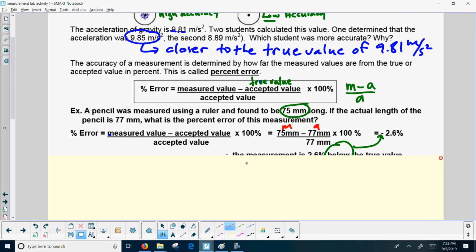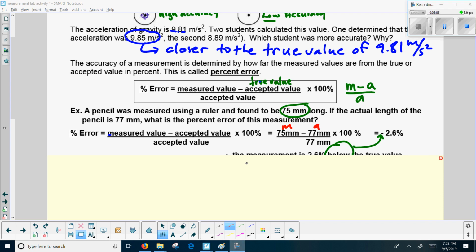And then you divide it by 77, which is the true value. End up with negative 2.6%. What does this mean? It means that you're off by 2.6%. And the negative sign says that you're a little bit too low.